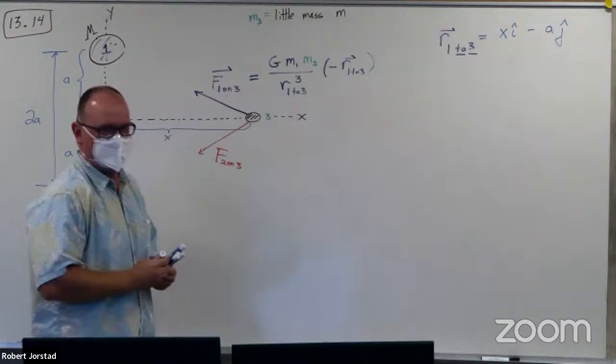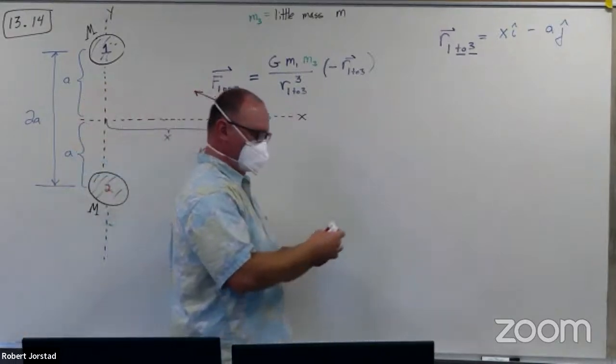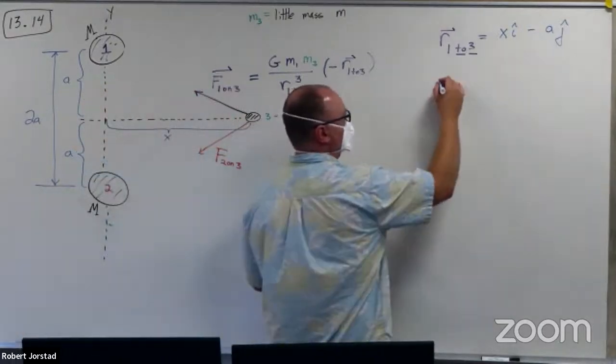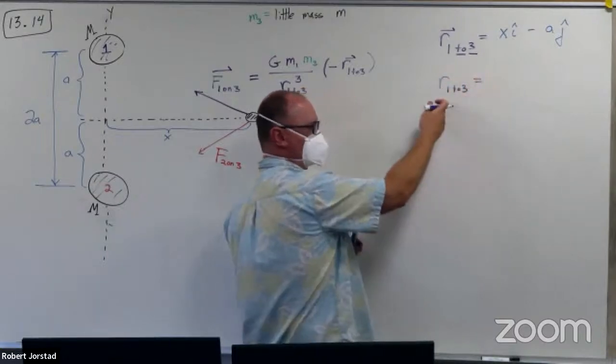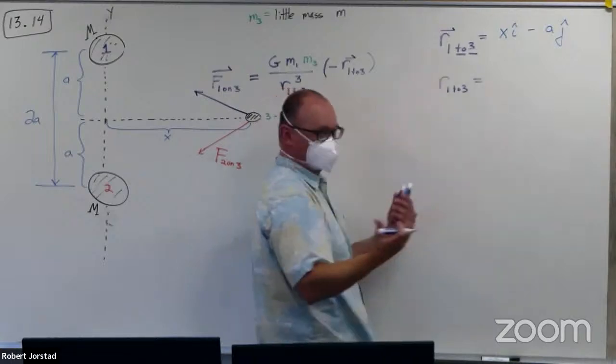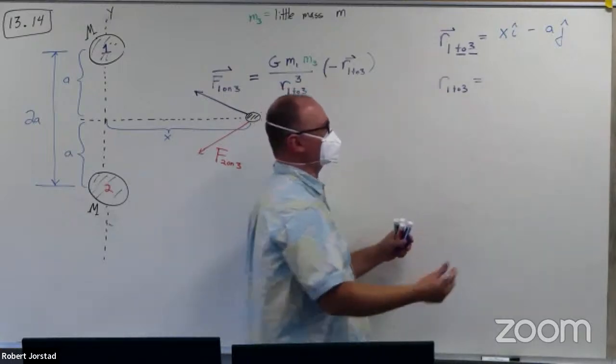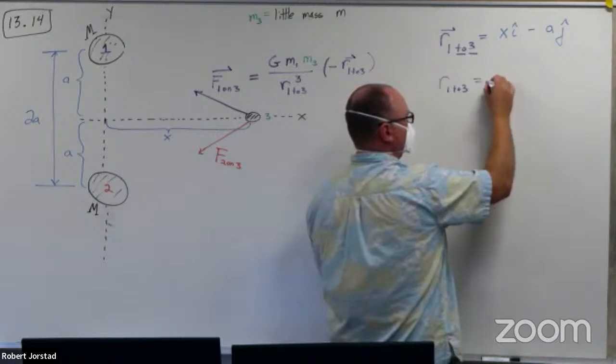Got it? And then what were you saying? Well, that's equal to the square root of a squared plus x squared. You were talking about R1 to 3, not R1 to 3. Right? That's what's annoying about this. So he was saying this is the square root of.